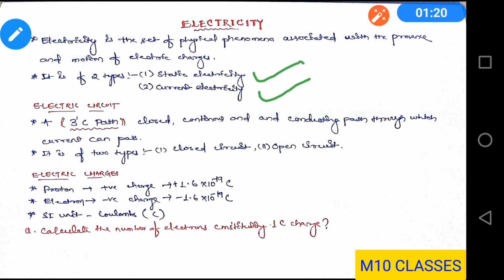Next comes your electric circuit. What is an electric circuit? It is a triple C path. Remember, it is a triple C path. And what is triple C? It is a closed, continuous and conducting path through which electric current can pass. And this electric circuit can be of two types. One is closed circuit and the other is open circuit. Now let us discuss what is this closed, continuous and conducting path.